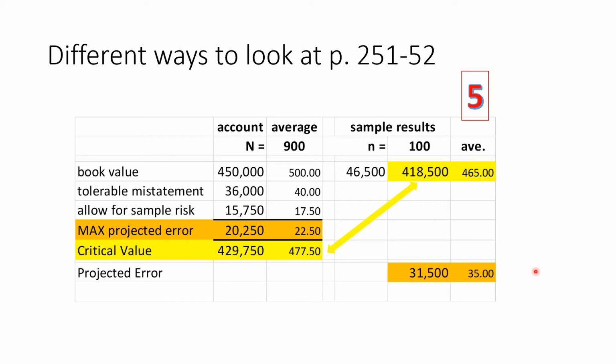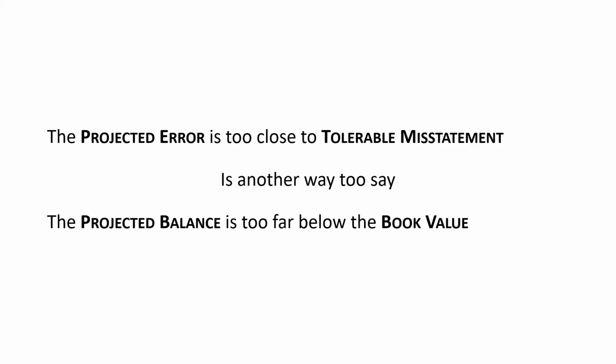Similarly, I can compare it to the critical value. Okay, so the critical value is 429,750. If my projected balance was greater than 429,750, I'd be happy. I'm not happy. It's less than. The projected error in this case is too close to tolerable misstatement. Or we can say the projected error is too far below the book value. That's the same thing. Make sure you figure that out.